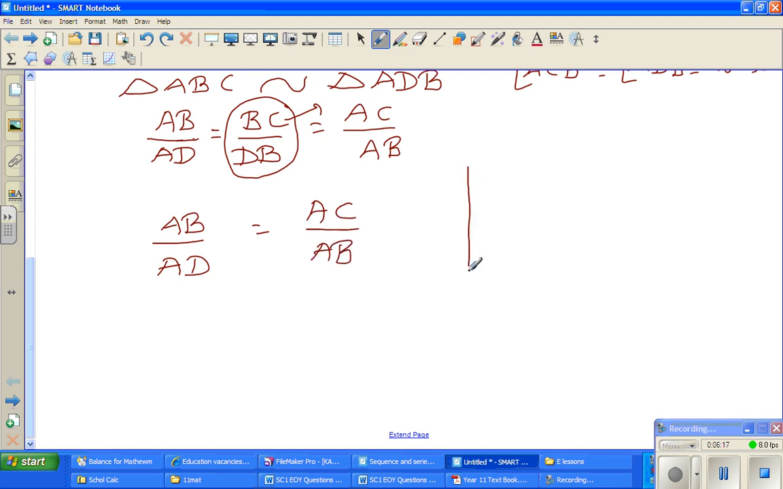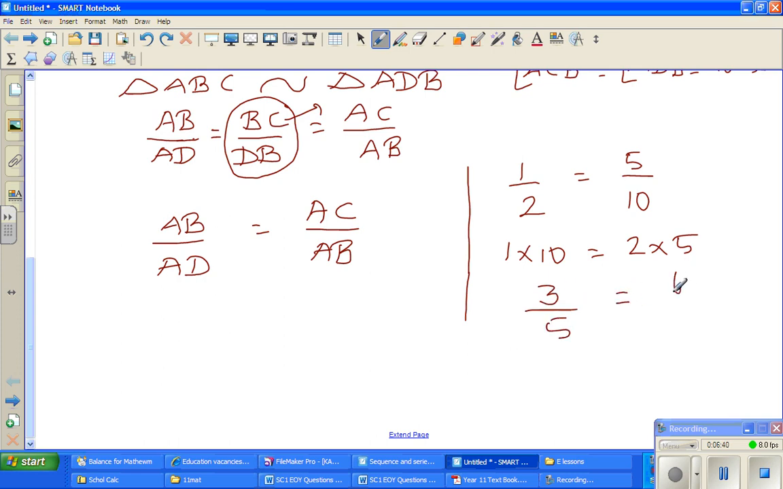Okay, now I'll give you a very simple result of ratio. Suppose you know 1/2 is the same as 5/10. So you can cross multiply the numbers. So can I say 1 times 10 is the same as 2 times 5? Okay, so let me give you one more example. Suppose you have 3/5 is equal to 6/10. So can you cross multiply? Yes, you can. So 3 times 10 is equal to 5 times 6. That's right. So in the same way, these two are ratios which are equal, so I can cross multiply.